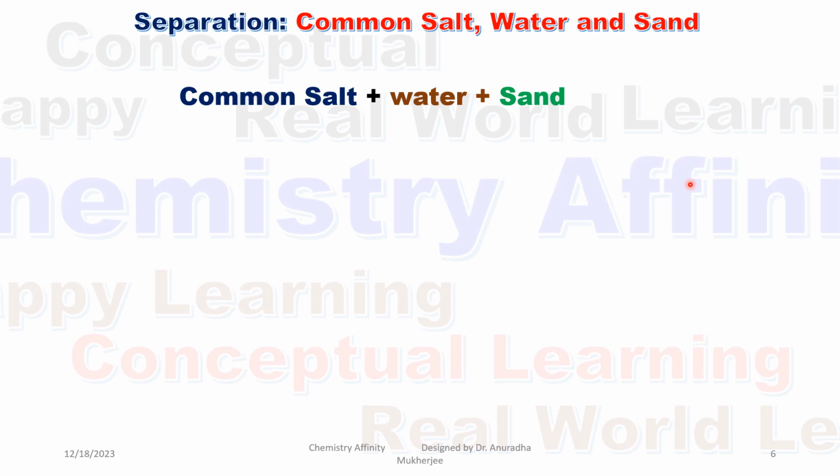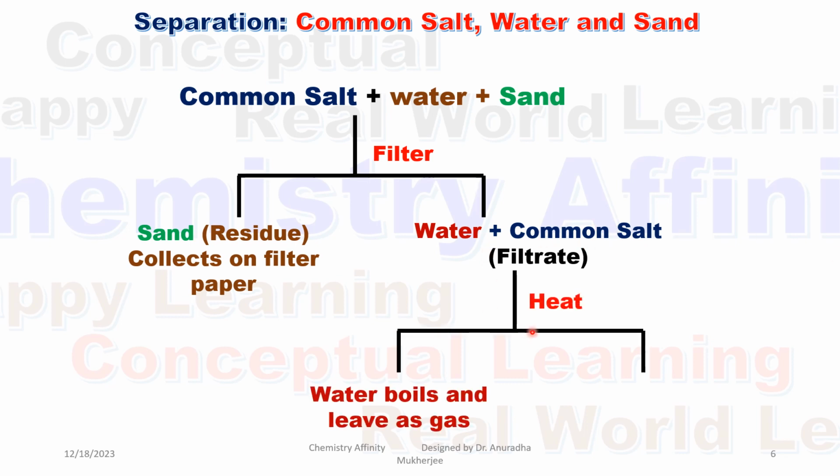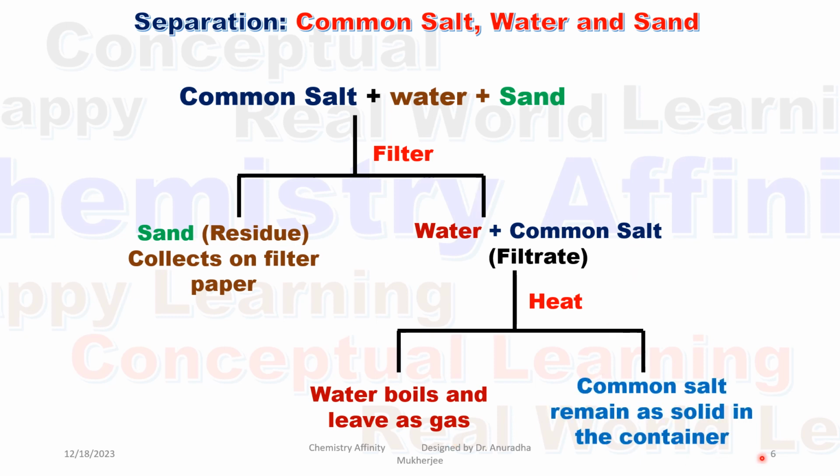We also can explain this separation by writing this kind of flowchart. When we filter it, sand collects as a residue on the filter paper and as a filtrate we collect water and common salt. Now we have to heat this mixture. Water boils and leaves as a gas and common salt remains as a solid in the container.